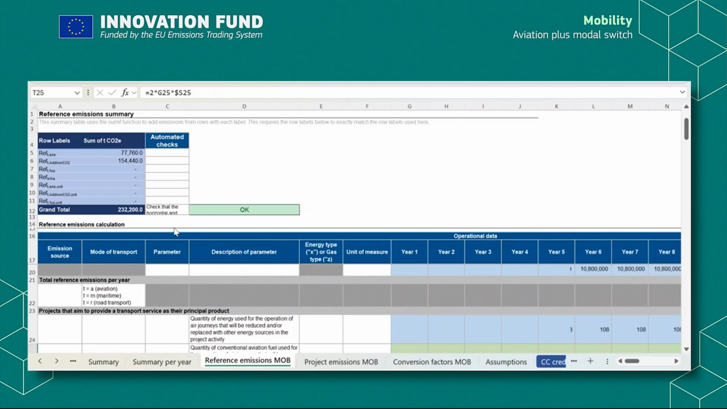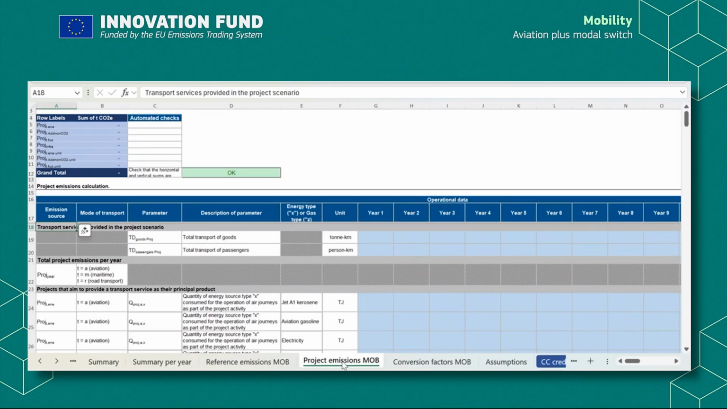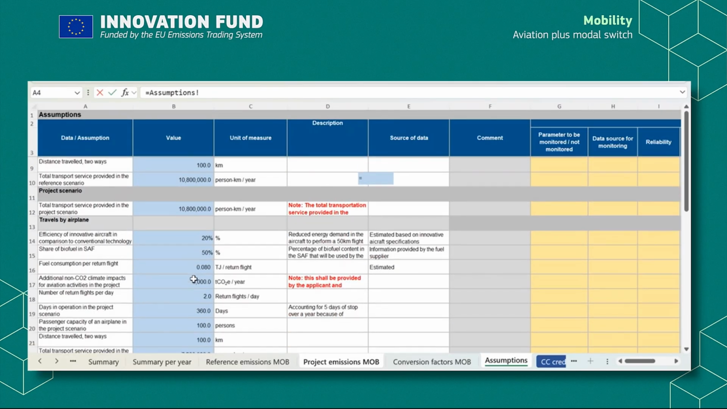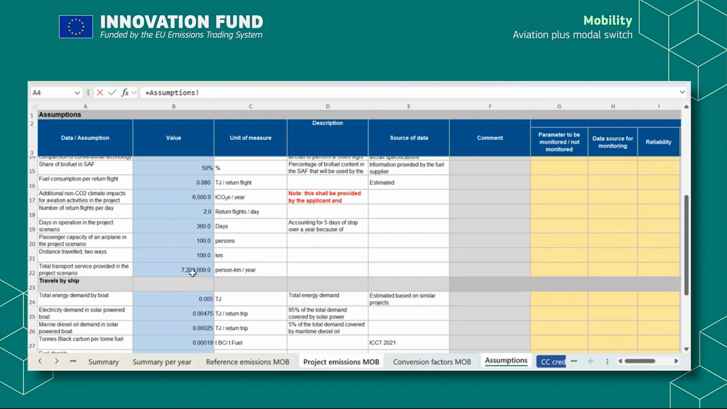Having calculated the reference emissions, we will now calculate the project emissions. Before you start, I recommend you go through the parameters to understand what each of them refers to. As mentioned previously, this hypothetical example will provide a transport service for passengers as the principal product. In such case, the applicant needs to build their assumptions considering the delivery of the same amount of services in the project scenario as the amount in the reference scenario. In this case, this equals 10,800,000 person-kilometer.